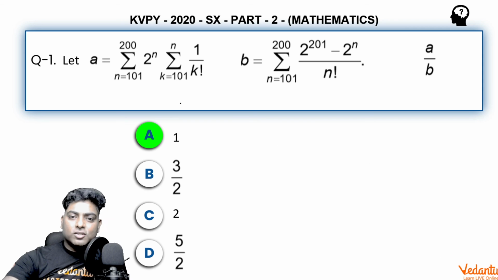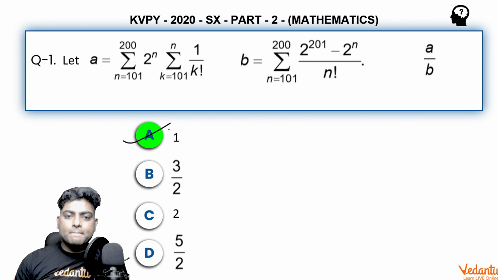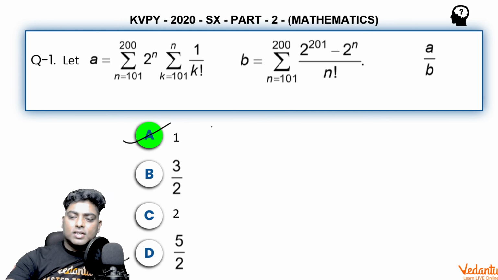So I hope you understood this solution. The answer is A. 1 is the answer.